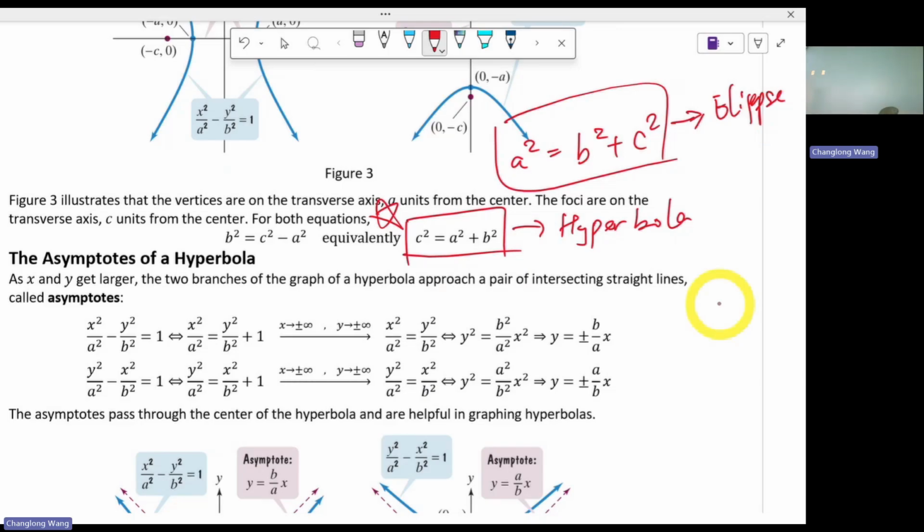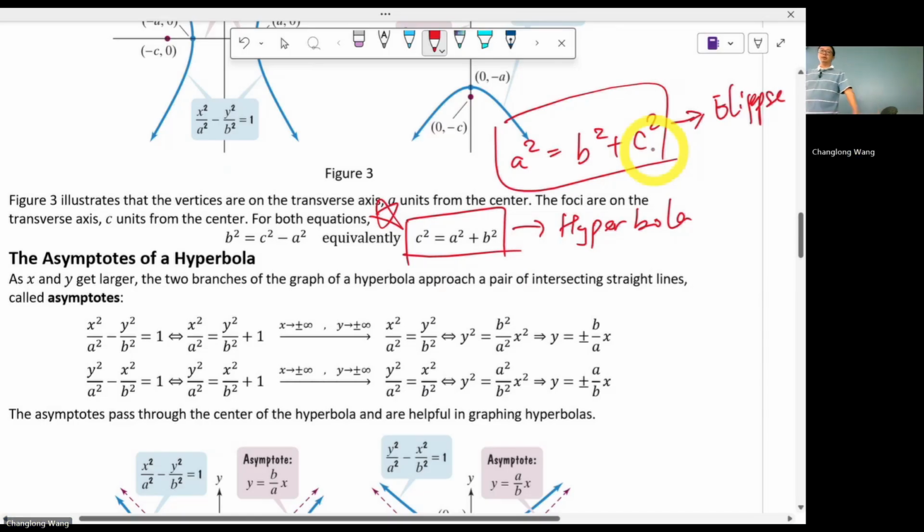Now notice that in the ellipse, A is the biggest guy. A is the major axis, the semi-major axis. But when it comes to the hyperbola, C is the biggest. But my question for you guys is, in the ellipse, does the B have to be greater or smaller than the C? Does B have to be greater than C or less than C? No, right? It could be anything.